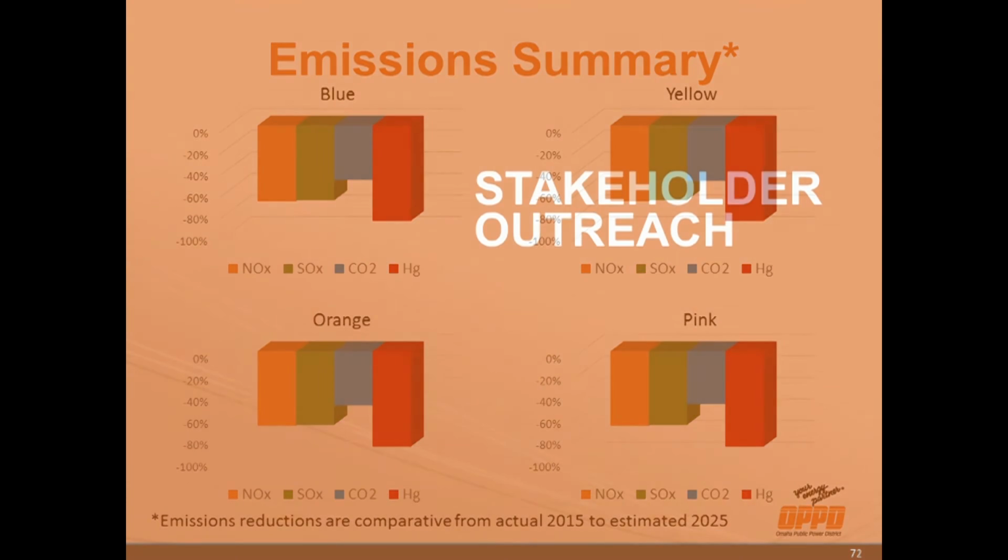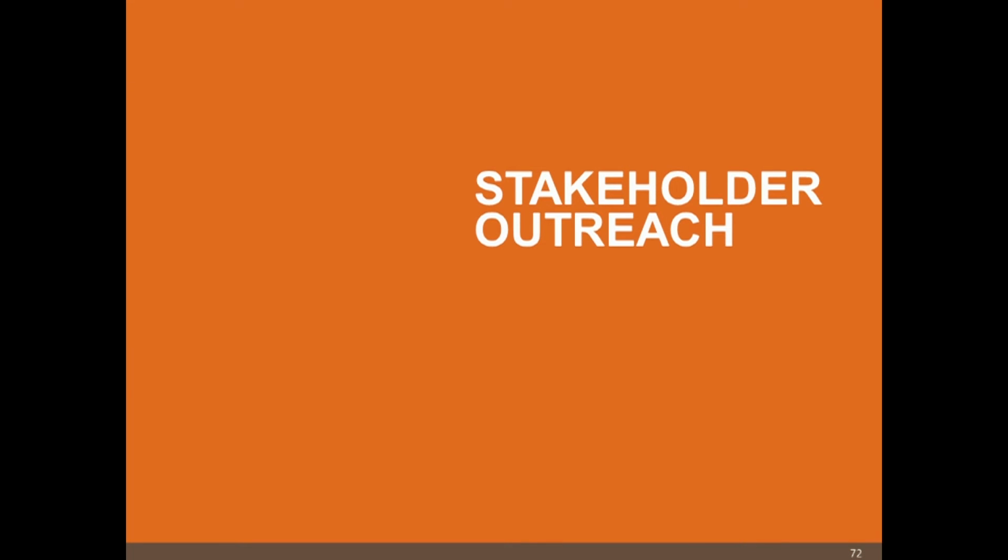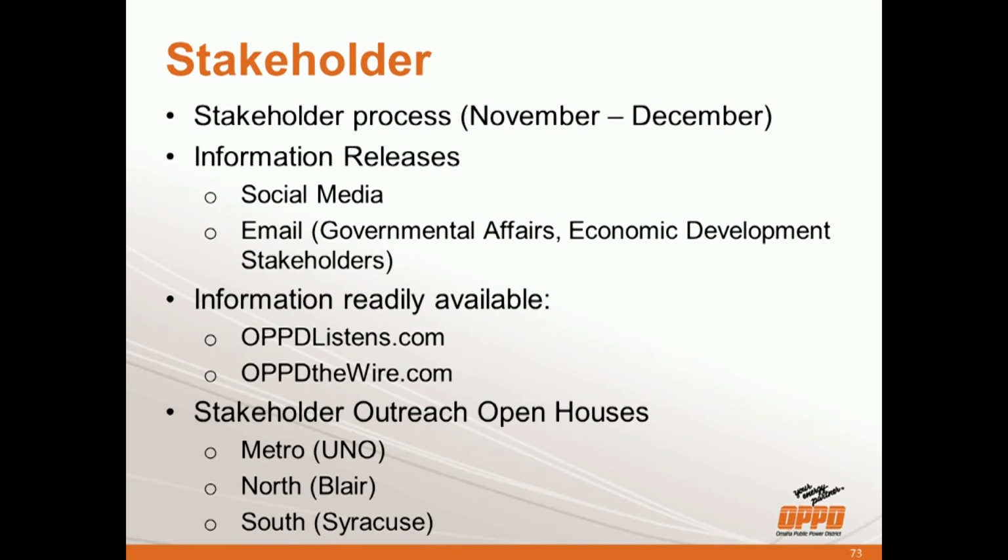Like I mentioned earlier, we do have intentions of a stakeholder outreach. We've been working hand in hand with our CorpCom group, and we think we've got a good plan going forward. That process would essentially start today in November, and then continue through December. There'll be information releases on social media, and then we'll be reaching out to our governmental affairs groups as well as economic development stakeholders. And then all this content, if it's not already, will be shortly posted on OPPD Listens, and I believe there'll also be a link from The Wire.